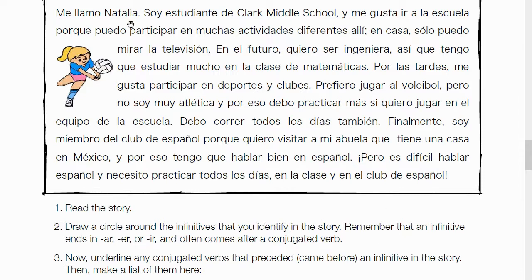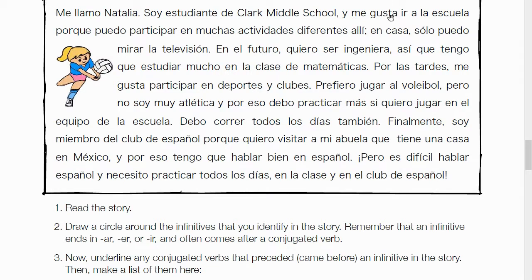So, "Me llamo Natalia." Do we circle or highlight anything there? No, nothing ends in AR, ER, IR. "Soy estudiante de Clark Middle School y me gusta ir a la escuela porque puedo participar en muchas actividades diferentes ahí. En casa, solo puedo mirar la televisión."